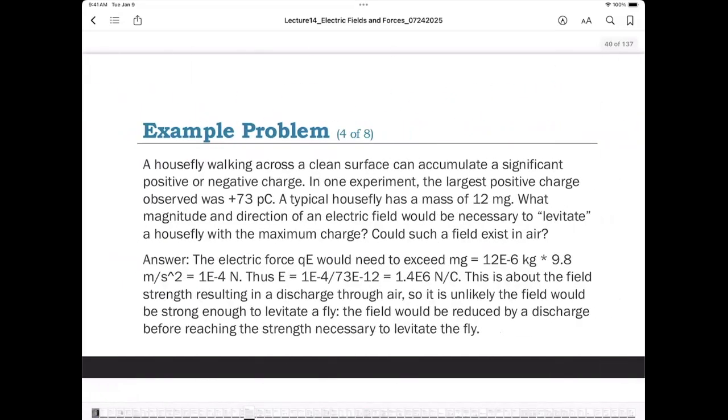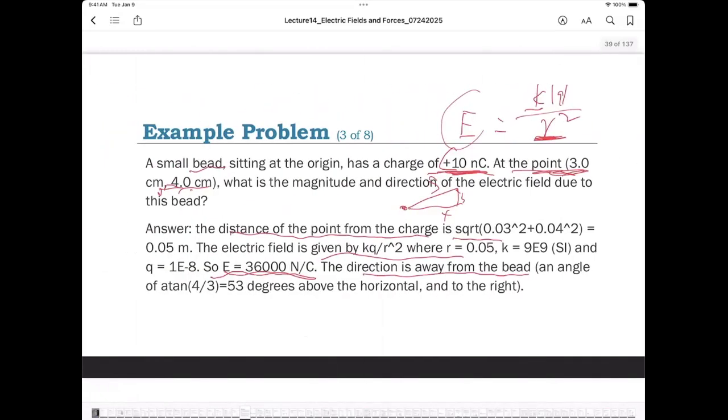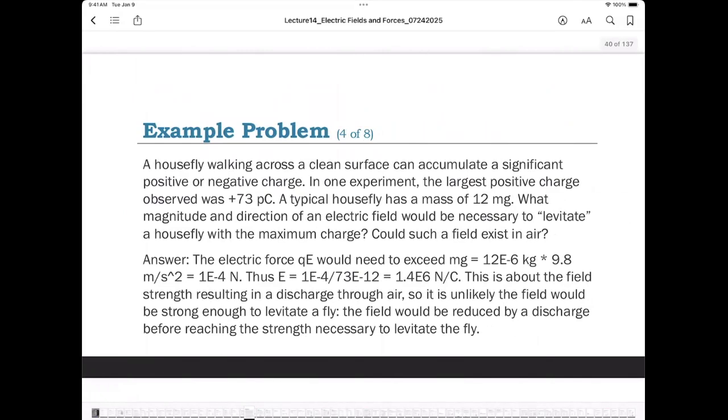And let's talk about the other one. A housefly. You can review this problem in detail. If you have any questions, let me know. A housefly walking across a clean surface can accumulate a significant positive or negative charge. In one experiment, the largest positive charge observed was this one. A typical housefly has a mass of this one. What magnitude and direction of electric field would be necessary to levitate a housefly with the maximum charge? Could such a field exist in air?